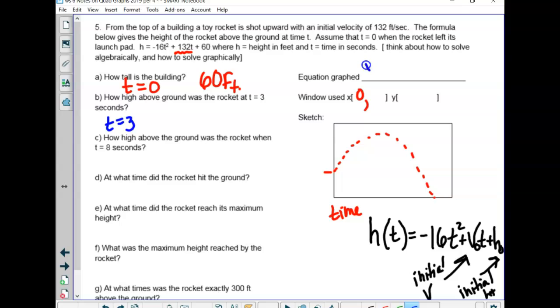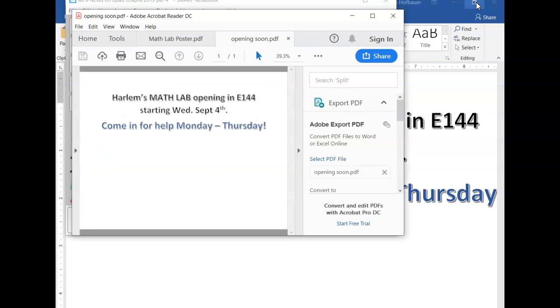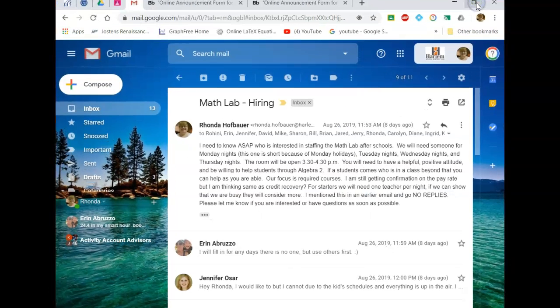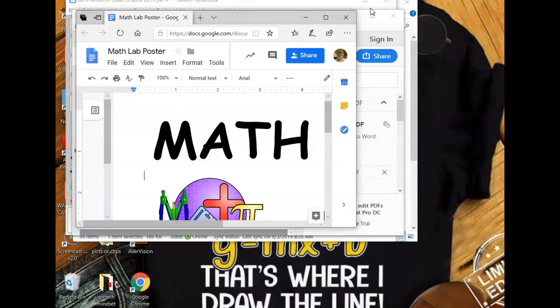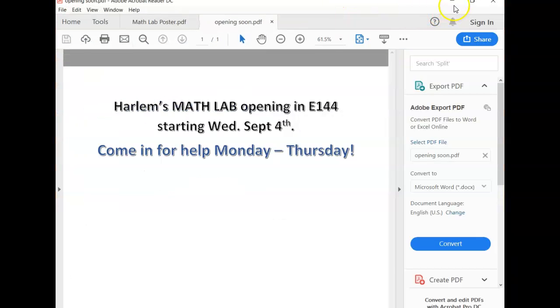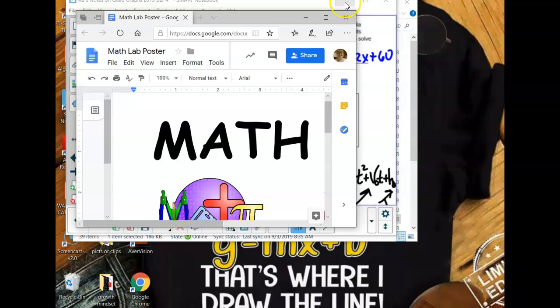Let's go ahead and put in the equation y equals negative 16x squared plus 132x plus 60 into our y equals. Unfortunately, I don't have my calculator app even open yet. Oh dear. Way too much stuff open here, Hofbauer.